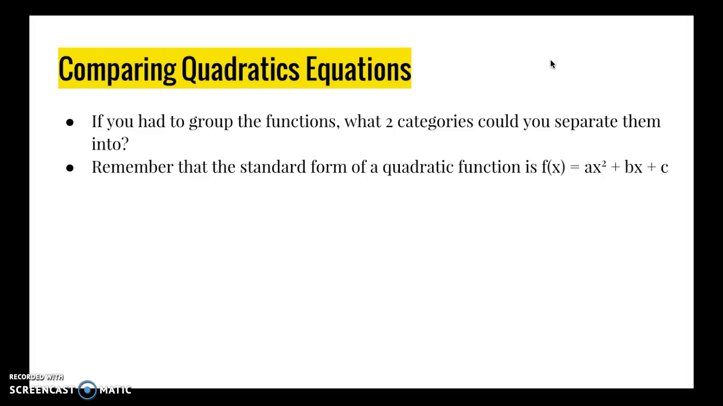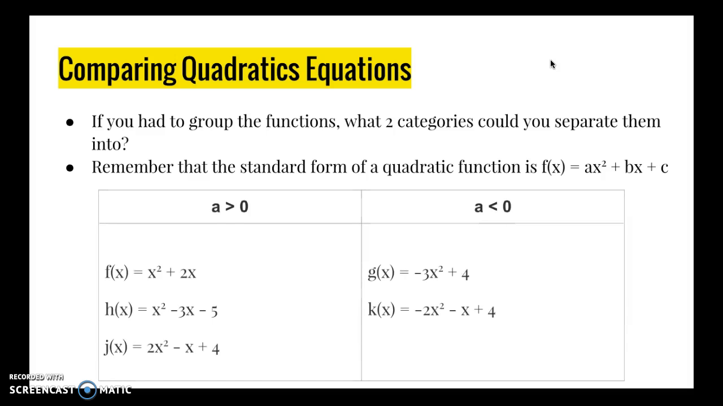Remember that the standard form of a quadratic function is f of x equals ax squared plus bx plus c. Look for key features of the graphs, maybe key features from your functions, and see if you can make 2 different categories. Here's how I would group them.